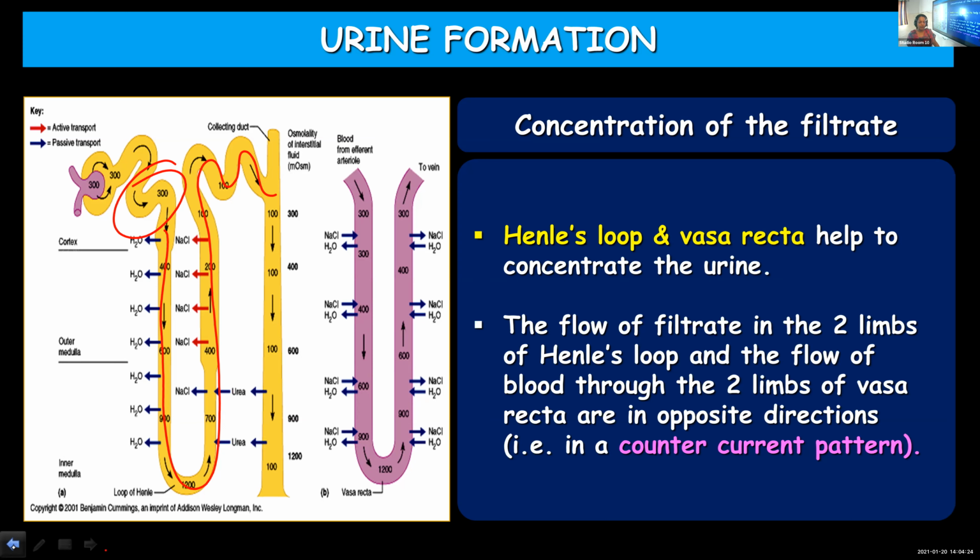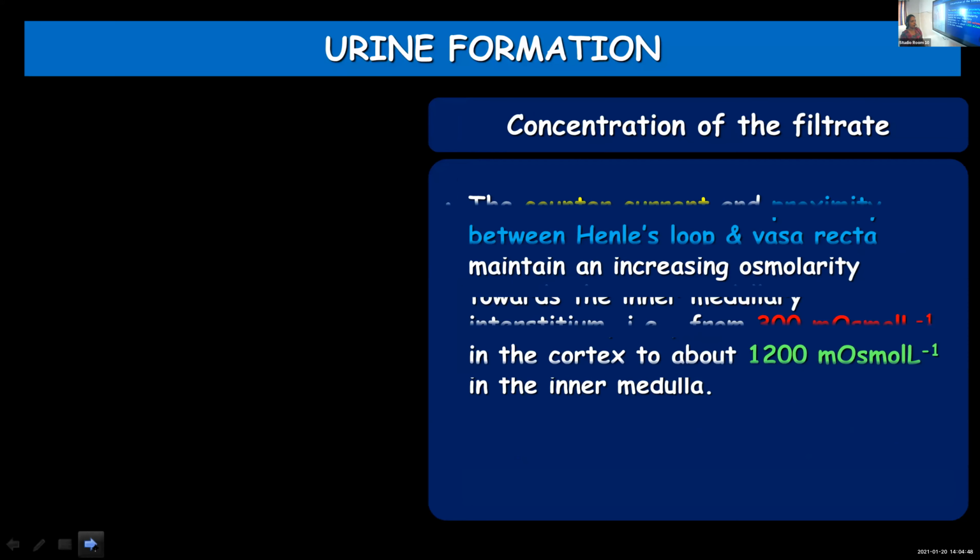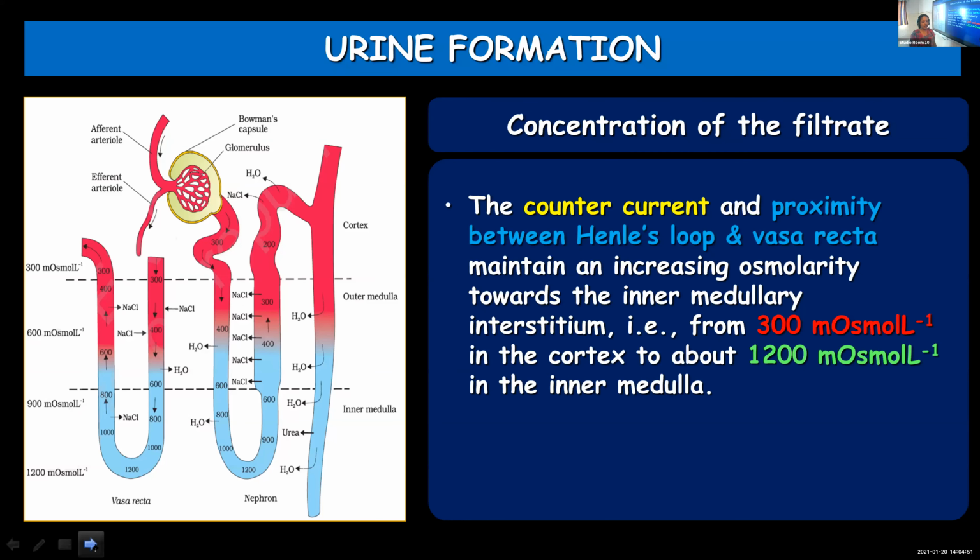The flow of filtrate in both the limbs of Henle's loop, and that in the two limbs of vasa recta are in the opposite directions, and the flow of fluid in Henle's loop as such and in vasa recta are also in opposite directions. So they follow a counter current pattern. This counter current pattern plus the close proximity of Henle's loop and vasa recta help in increasing the osmolarity. From the cortex, it was 300. From there, it is gradually increasing to 1200.